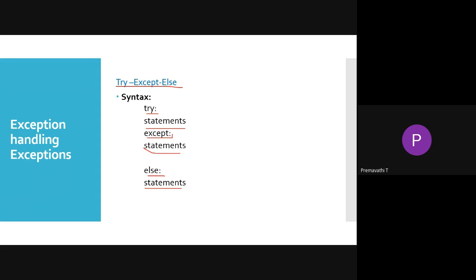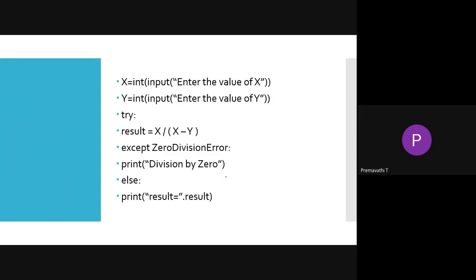Are you clear? In try except else, the else part will be executed only if the try block does not raise the exception. Other than that, it will not execute. So here we will go for the example.